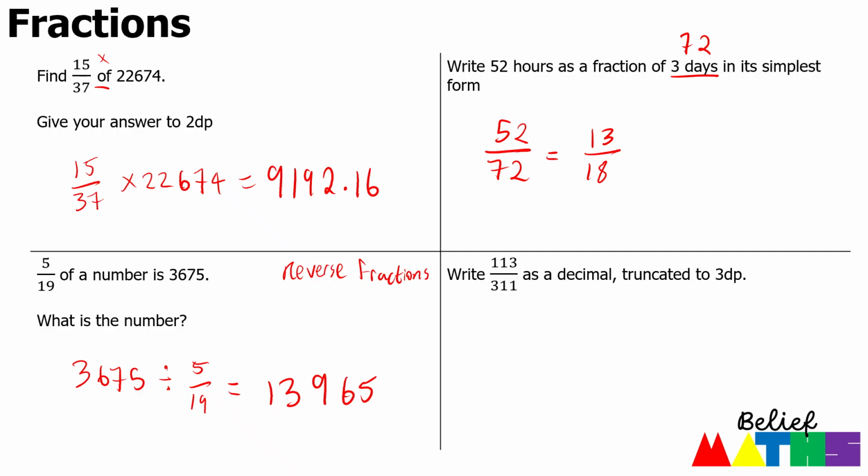And then finally, writing this number as a decimal, truncated to 3 decimal places. So again, remember truncate just means to cut, so you just write down 0.363. Doesn't matter what comes after that, it just cuts after 363, and that's it. And again, that's just putting it into your calculator and converting it to a decimal in the usual way.